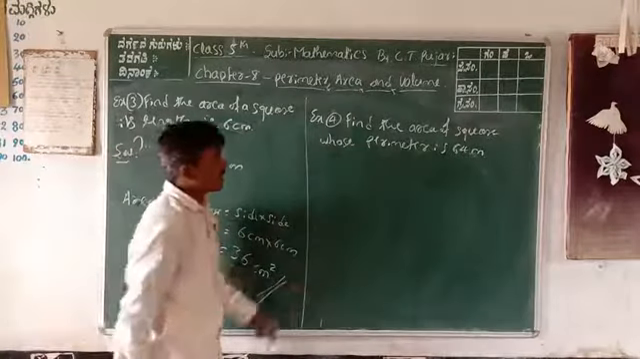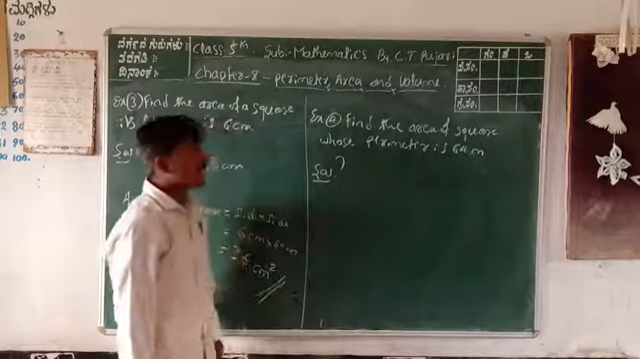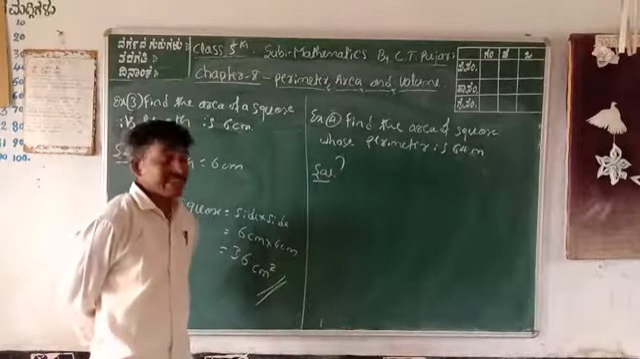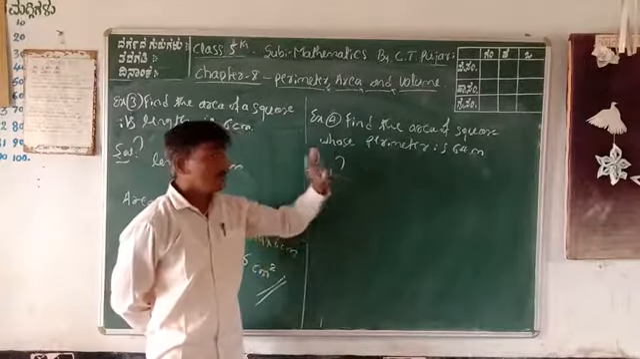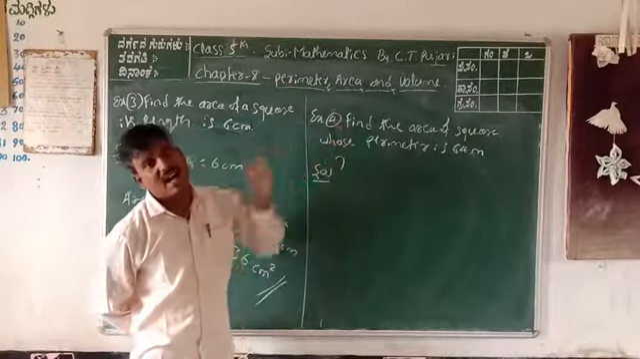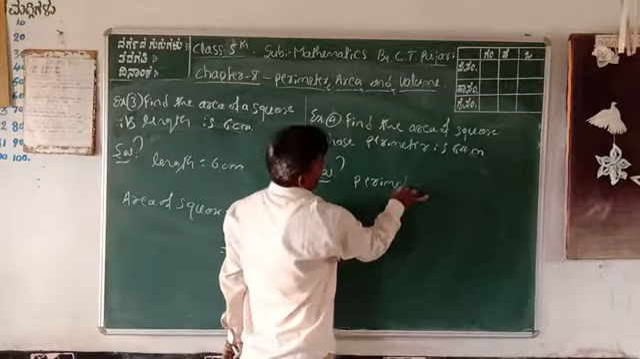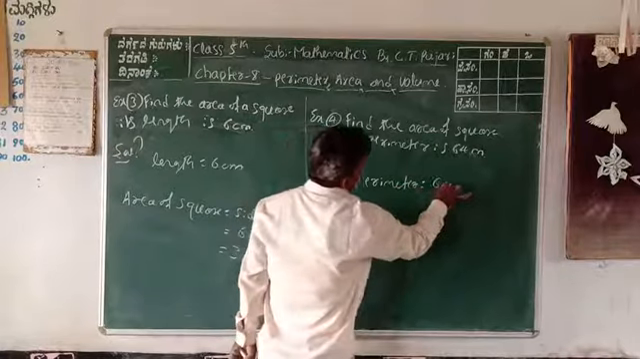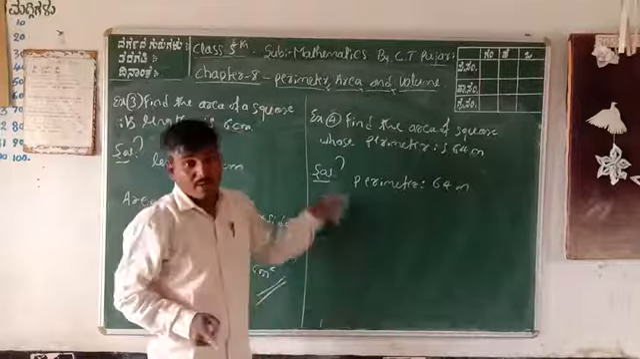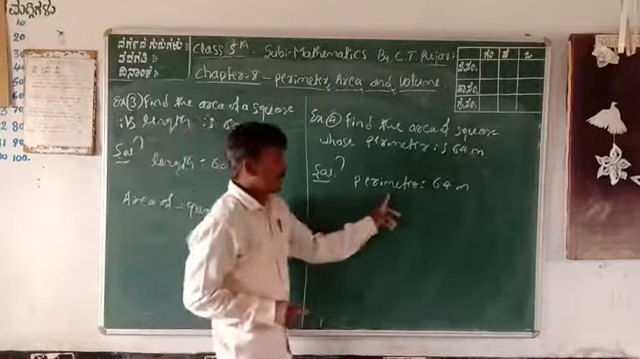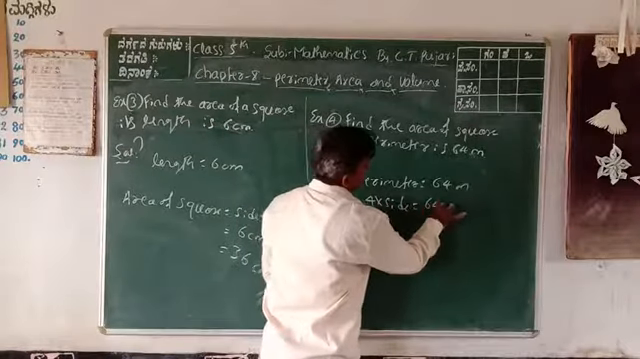Next question is what? Example 4. Solution. Find the area of a square whose perimeter is given, but length is not given, area is not given, only perimeter is given. You can find out the area. Therefore, given is what? Perimeter. Perimeter is equal to 64 meter. But first of all you can find out the side, after that you can find out the area. Perimeter formula is 4 into side. 4 into side is equal to 64 meter.